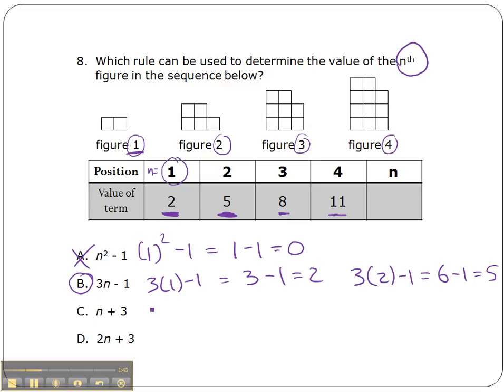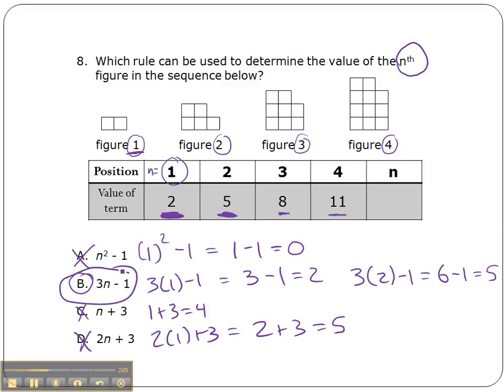If n equals 1, 1 plus 3 equals 4. And the first term does not equal 4, it equals 2, so we can cross out C. 2n plus 3. 2 times 1 plus 3 equals, 2 times 1 is 2, plus 3 equals 5. So for n equals 1, the term equals 2, does not equal 5, so you can cross out D. So B is definitely our answer.